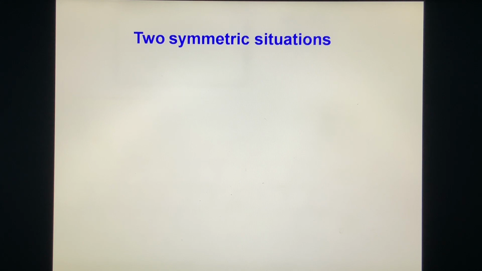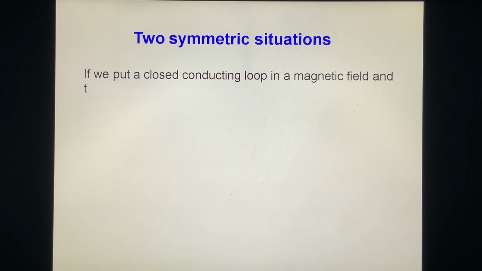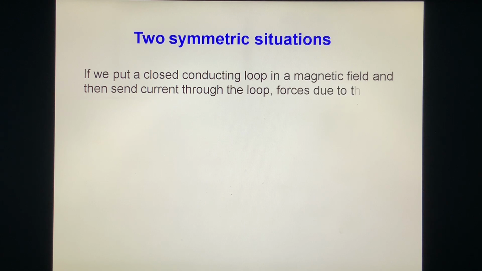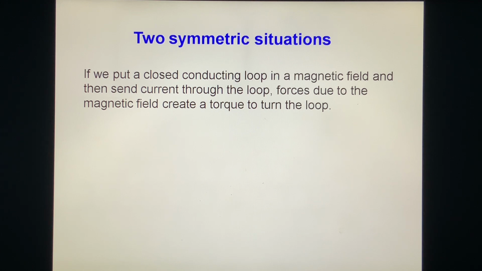Two systematic situations. If we put a closed conducting loop in a magnetic field and then send a current through the loop, forces due to the magnetic field create a torque to turn the loop. Current loop plus magnetic field, which produced a torque.